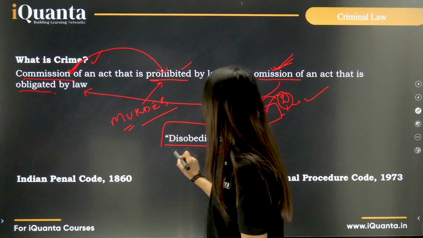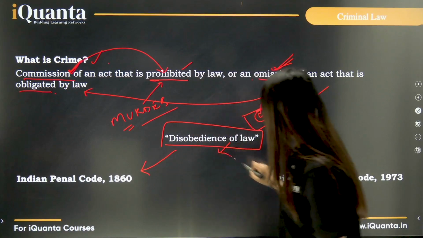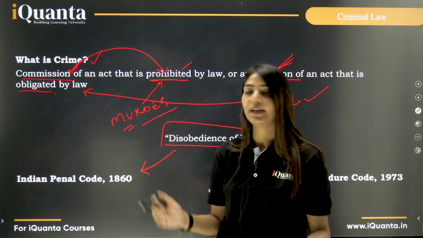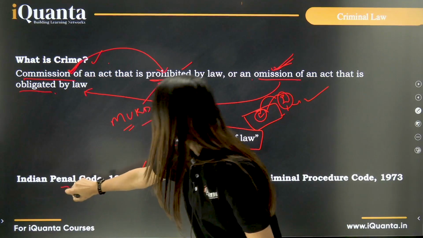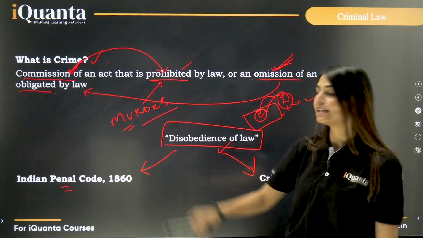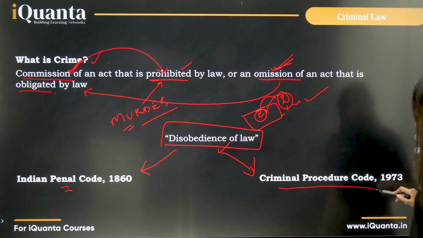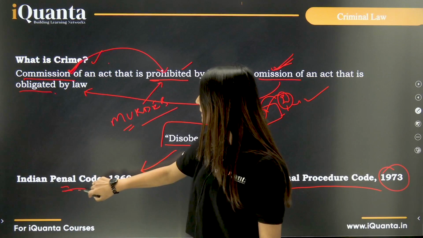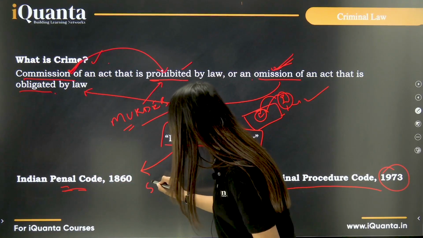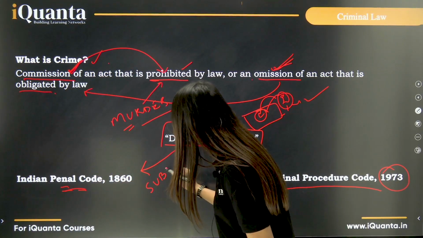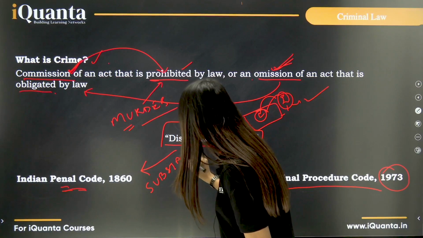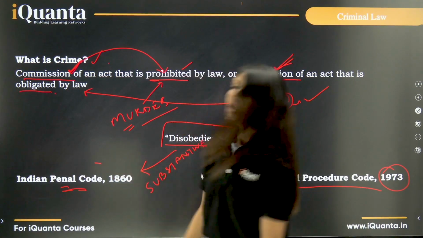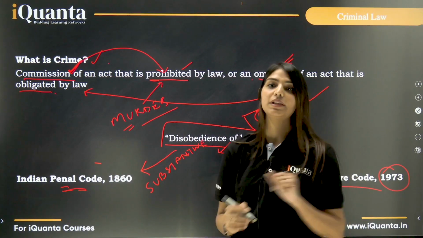In India, there are two major types of laws that we have. First is the IPC, that is the Indian Penal Code 1860, and the other is the Criminal Procedure Code 1973. When we talk about the laws under the IPC, these are called substantive laws. By substantive laws, we mean that under the IPC the definitions, the meanings of these laws have been given.